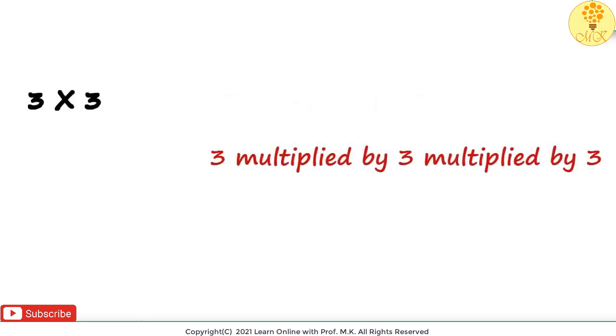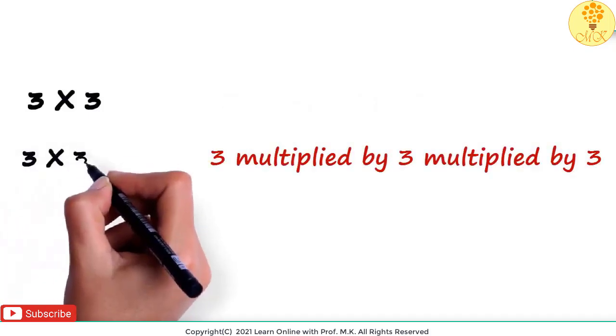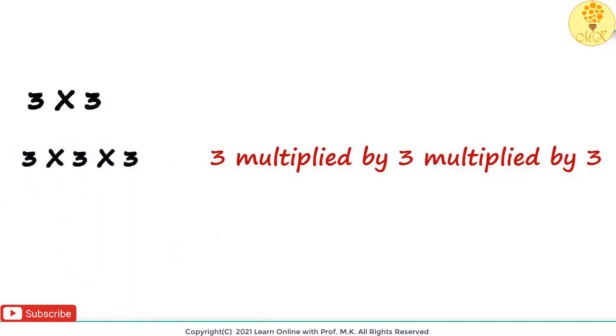Now let's say you've been asked to write down 3 multiplied by 3 multiplied by 3. You write it down as 3 times 3 times 3. In this example, we are multiplying 3 by itself twice. 3 multiplied by itself multiplied by itself.